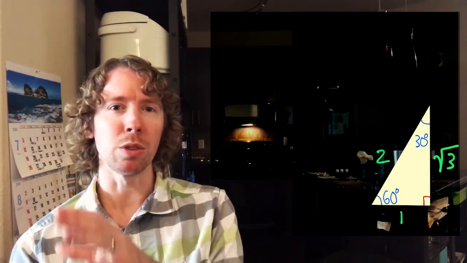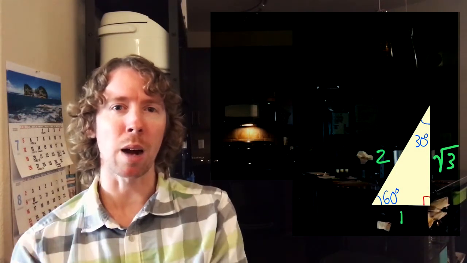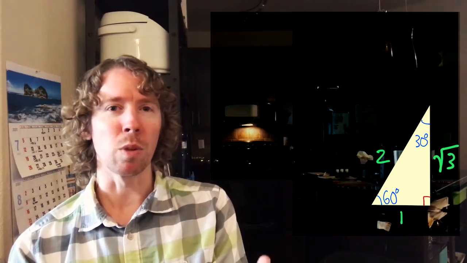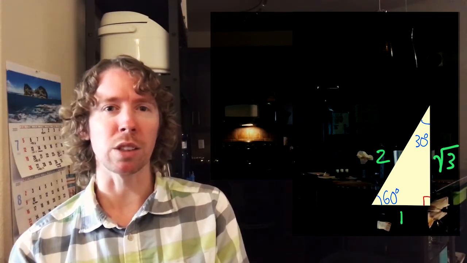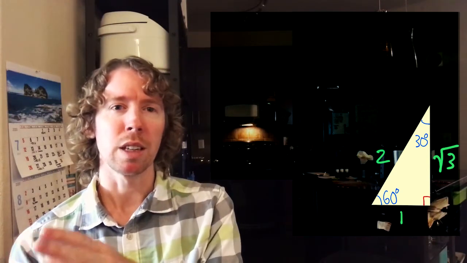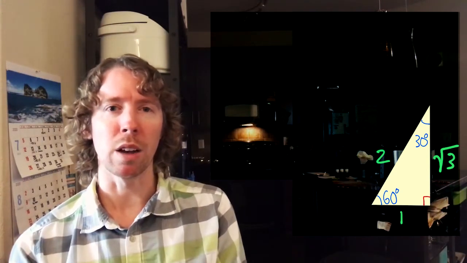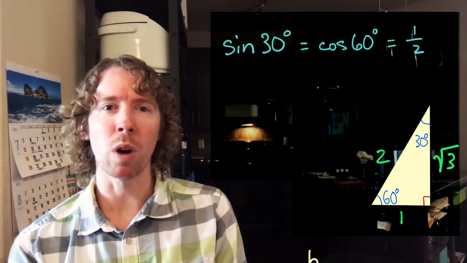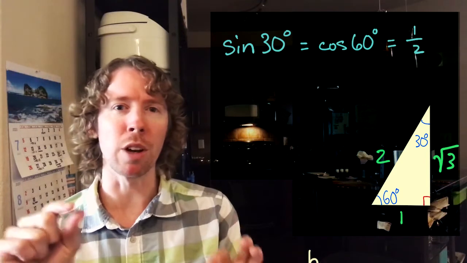Look at sine of 30 degrees, for example. Sine of 30 degrees, so you start at 30 degrees and you take the opposite over the hypotenuse. That's the same as starting with 60 degrees and taking adjacent over hypotenuse. So the sine of 30 degrees is the same as the cosine of 60 degrees. And this always happens, no matter what those 2 angles are. They don't have to be 30 and 60.